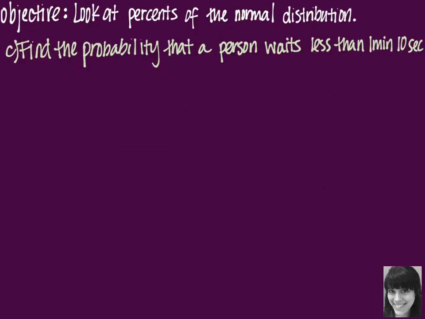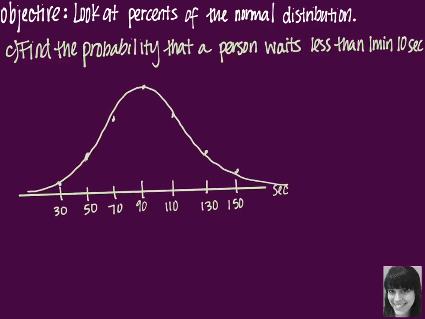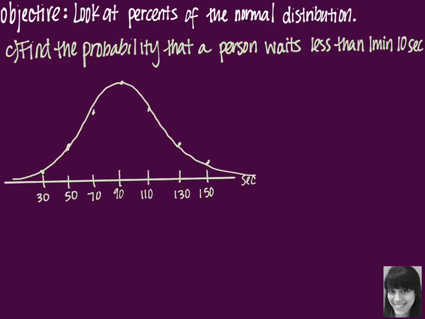Find the probability that a person waits less than 1 minute and 10 seconds. Again, bring back that nice little bell-shaped curve that I worked so hard on. And I'm going to convert this minutes and seconds into just seconds. So I get 70 seconds. When you're doing it without a calculator, it makes it nicer to only use the standard deviation points. So less than 70 seconds.